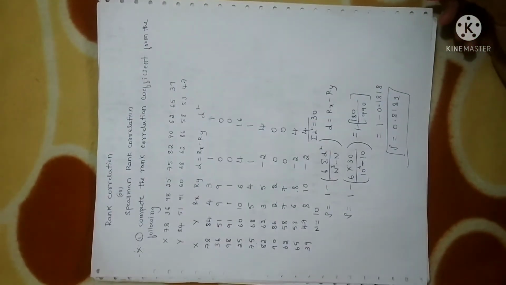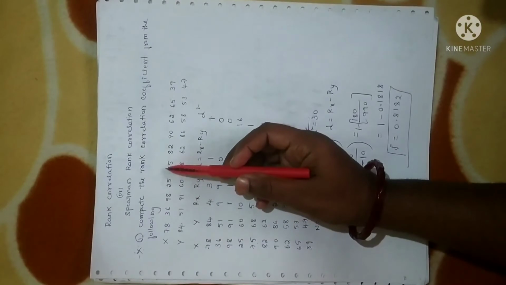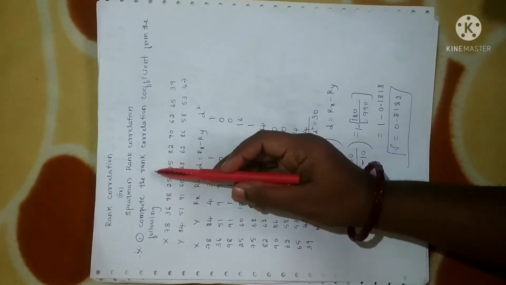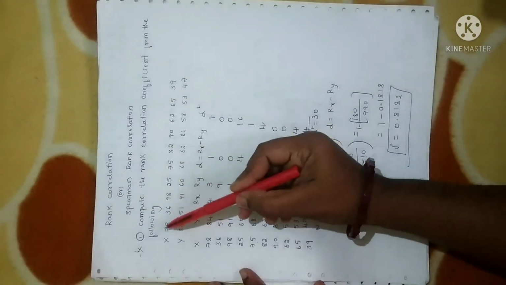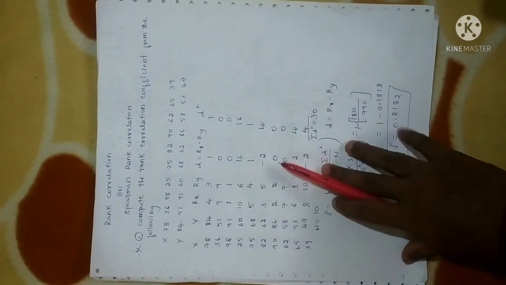Now in this problem also you can clearly see that both x and y values are given directly. They asked us to find rank correlation, but rank is not given. So you have to take care of the problem as well before solving. Now look at this problem. You just go through this problem.